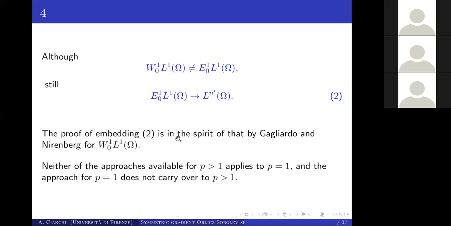Now, it's interesting that neither of the two approaches that I have mentioned for p larger than 1, which means Korn inequality or representation formula, works for p equal to 1. And conversely, this approach of Gagliardo and Nirenberg type that works for p equals 1 doesn't apply for p larger than 1. So the two situations are quite different in a sense, and there is a gap in the proofs between the two.